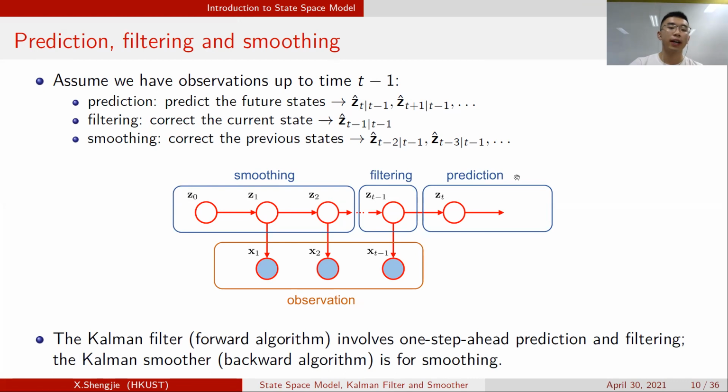When we combine filtering and prediction together, it brings in what we call a forward algorithm, a forward flow. Forward means each time we first predict, and then after we observe xt, we try to filter it. This is called forward. We are always looking forward, and this is the concept of the Kalman filter. And the smoothing is achieved by using the Kalman smoother. It does the backward flow.